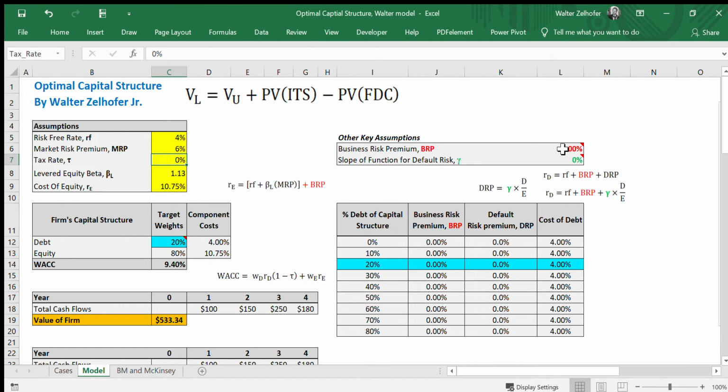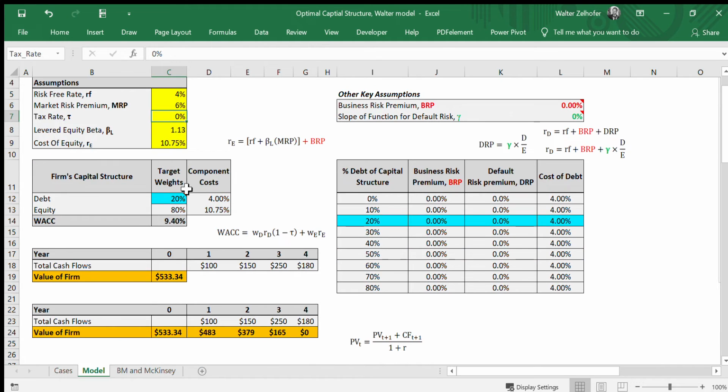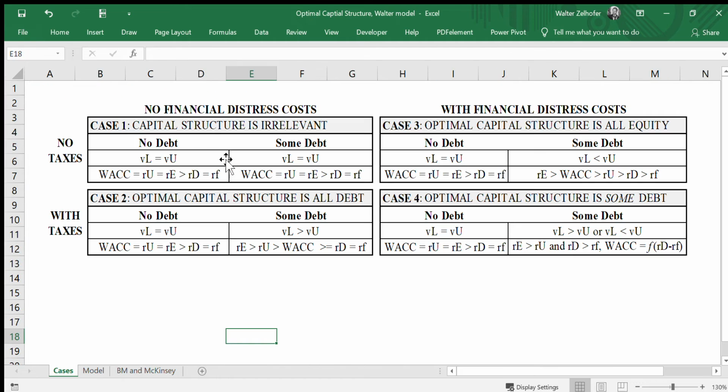Okay, so I've also zeroed out these two other things here that we'll be talking about later, which allows us to increase how much debt the firm has. Okay, so what does this model say in case 1?